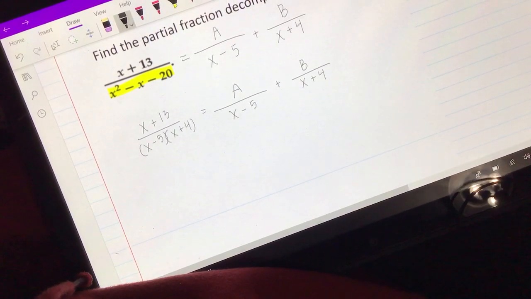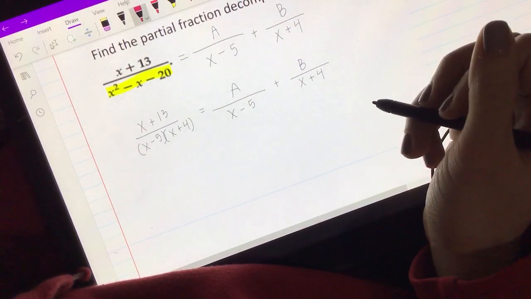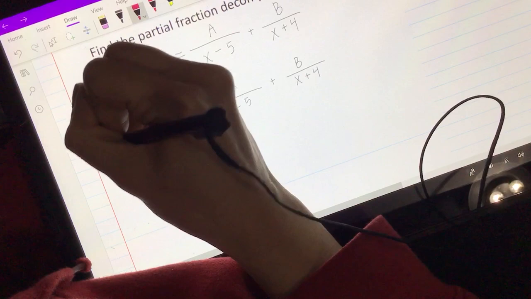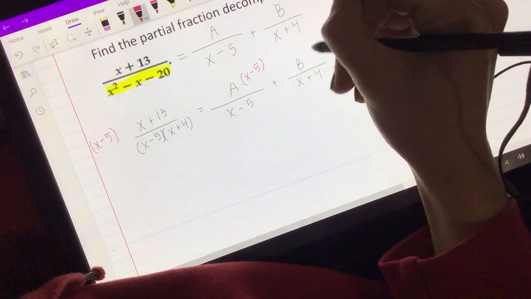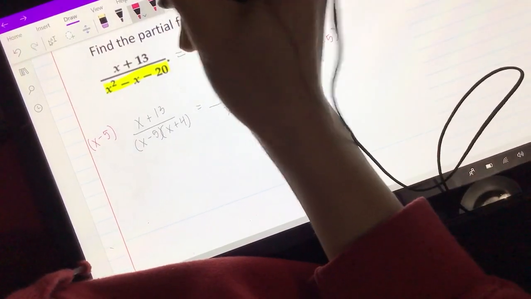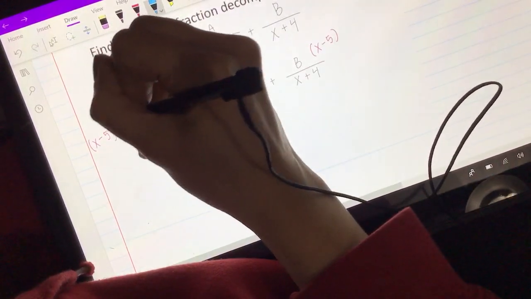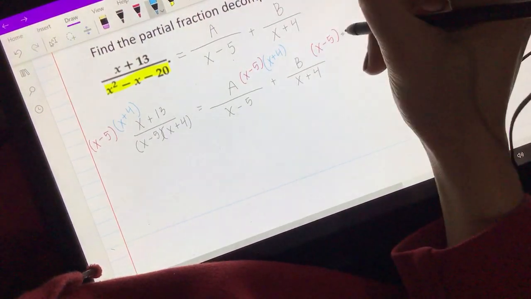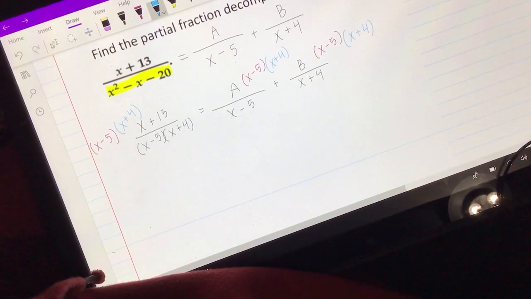So now I want to get rid of the denominators, so I need to go through and multiply every single term by any factor that I see in the denominator. I know I see x minus 5, so I'm going to multiply by that in every single term. I also see x plus 4, so I'm going to multiply by that in every term. As long as I'm multiplying every single term by the same thing, you're allowed to do that.